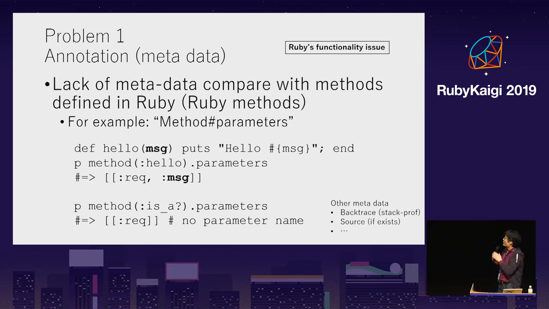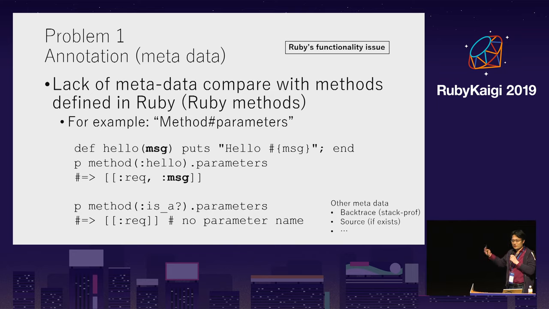For example, do you know the parameters method? It returns the parameter information of a method. If we define the hello method with the parameter message, then we can check the parameter name with the parameters method. This method call returns a nested array, and we can understand the first parameter name is msg. But if we apply the parameters method to a C method, there are no parameter names, because the C method doesn't have such parameter name information.